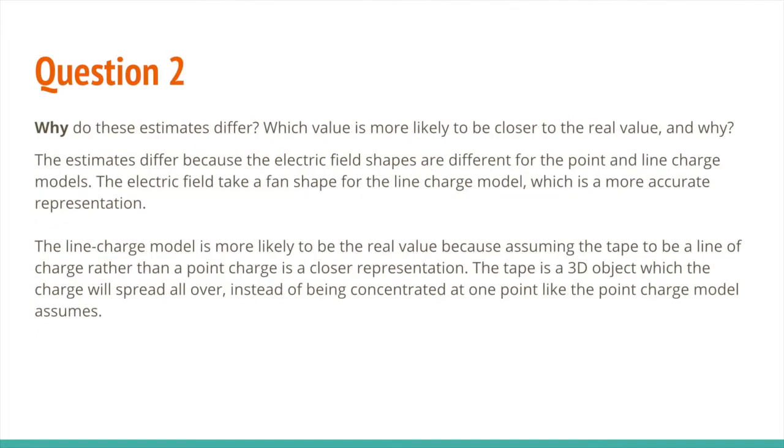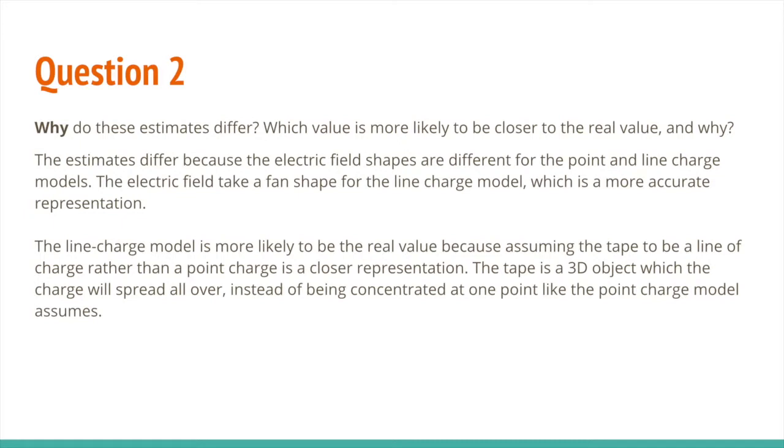The second question was, why do these estimates differ? Which value is more likely to be closer to the real value, and why? The estimates differ because the electric field shapes are different for the point charge and line charge models. The electric field takes a fan shape for the line charge model, which is a more accurate representation.